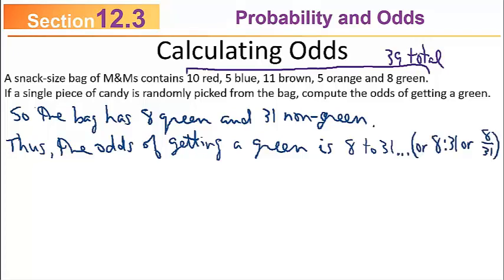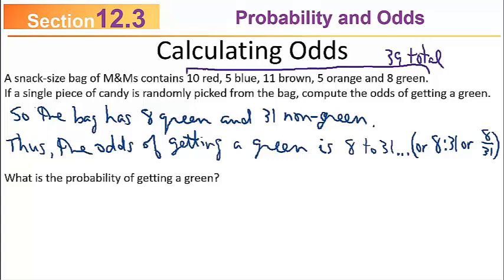And again, odds, sometimes you use the word to, 8 to 31. Quite often you use a colon, 8:31. You could actually write it as a fraction, just like you do a probability, 8/31. Those are all ways that odds can be written.